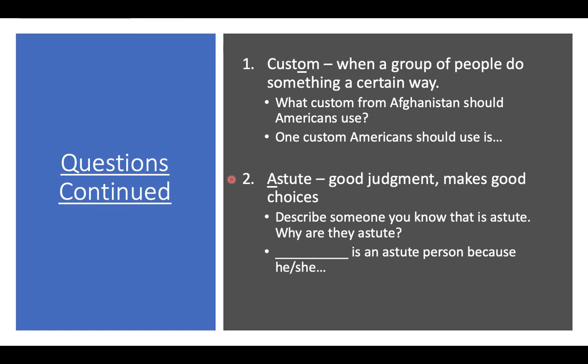And finally, the last question is astute. Astute means good judgment or makes good choices. So describe someone you know that is astute. Why are they astute? And you would say, someone, a person here, is an astute person because he, she, and then finish the sentence. Okay, so that is all I have for us this week. Again, please practice this sound so you can get really good at it and everyone can understand you clearly.